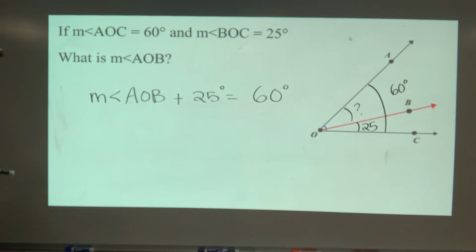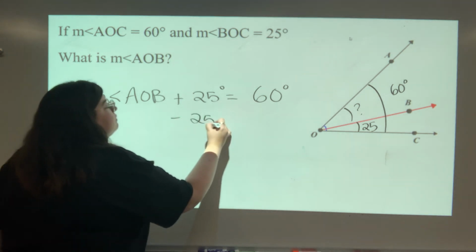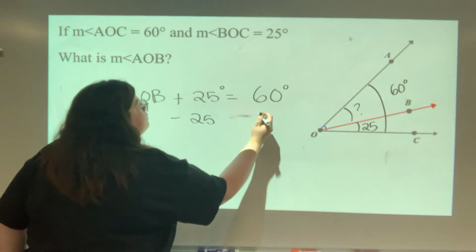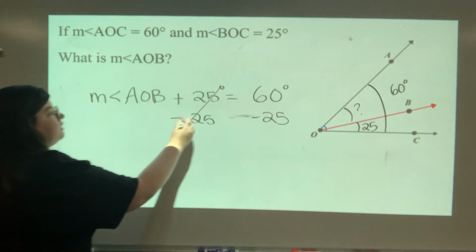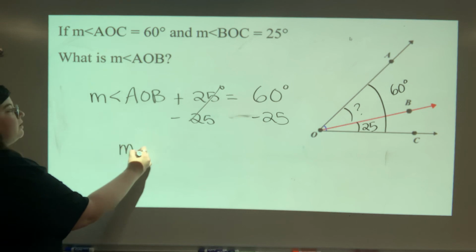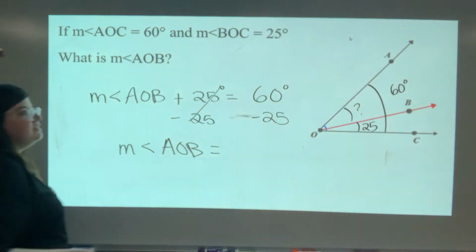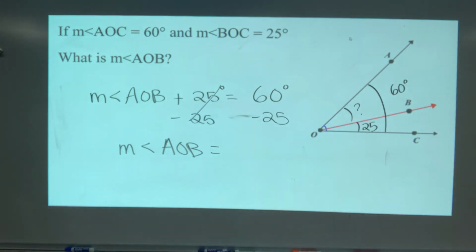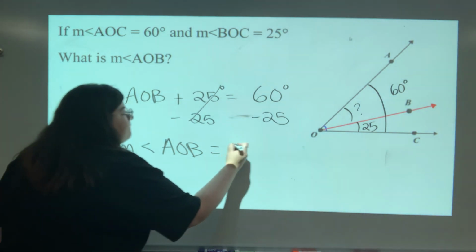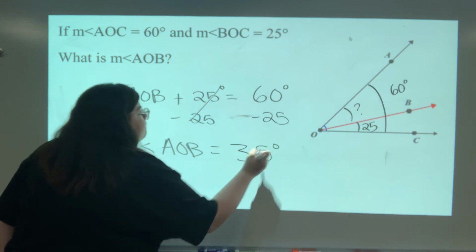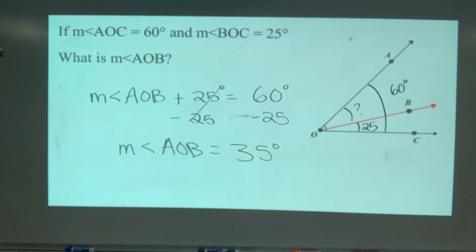And then we can just solve this here and say, all right, minus 25 from both sides. Cancel that out, and now we're just left with the measure of angle AOB is equal to 35, okay? There we go, because that 35 plus that 25 has to give us the whole of 60.